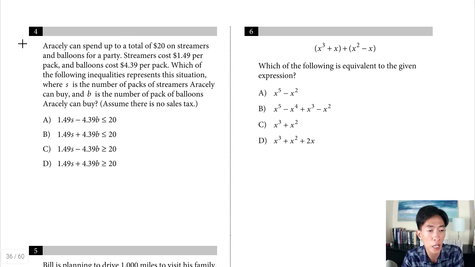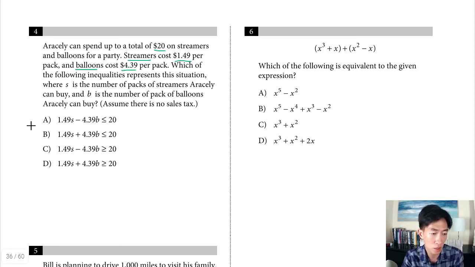Question 4. Arisley can spend up to a total of $20 on streamers and balloons for a party. Streamers cost $149 per pack. Balloons cost $439 per pack. Which of the following inequalities represents this situation where S is the number of packs of streamers Arisley can buy and B is the number of packs of balloons Arisley can buy?